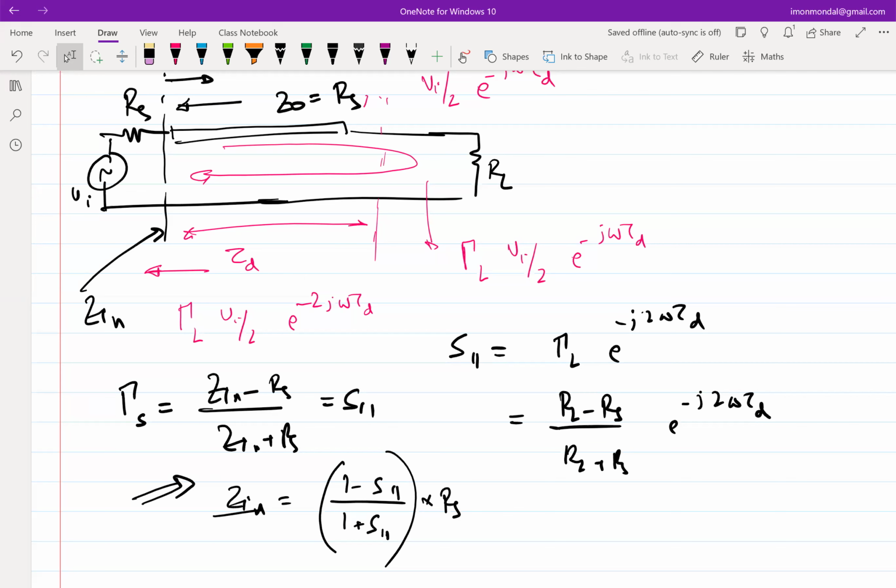So how do you get rid of that round trip delay? You will have to understand a priori what the round trip delay is, then multiply S11 by the inverse of that round trip delay. Basically, if I multiply S11 by e to the power j2 omega tau d, then that round trip delay goes off. Then I do this Zin calculation, and I am going to get the exact value of RL. Now this process of de-embedding these effects is called calibration. This is only for one port. Similarly, you can do it for the other port to de-embed the effect of those delays.